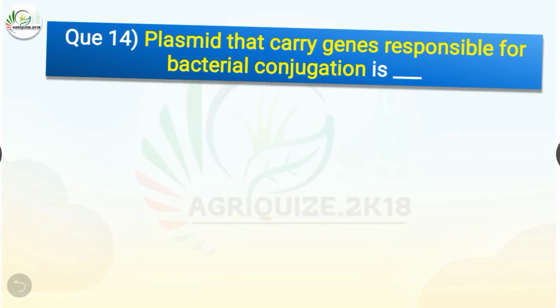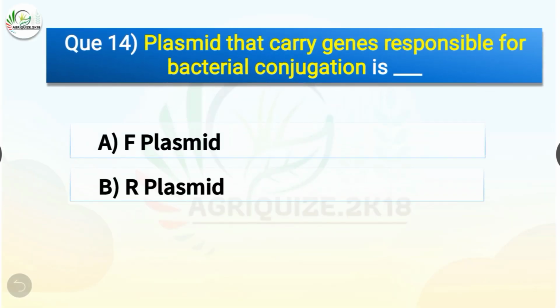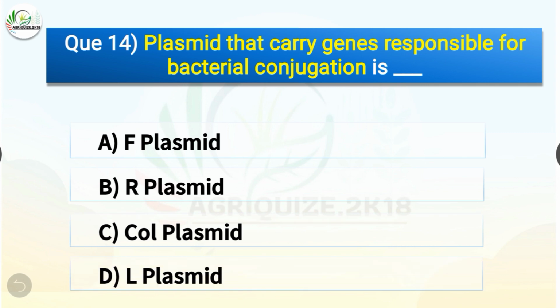Question number 14. Plasmid that carry genes responsible for bacterial conjugation is dash. The options are F plasmid, R plasmid, Col plasmid or L plasmid. The correct answer is option A, F plasmid. So plasmid that carry genes responsible for bacterial conjugation is F plasmid.